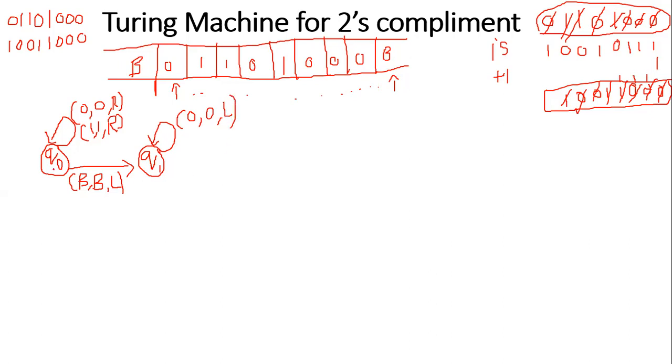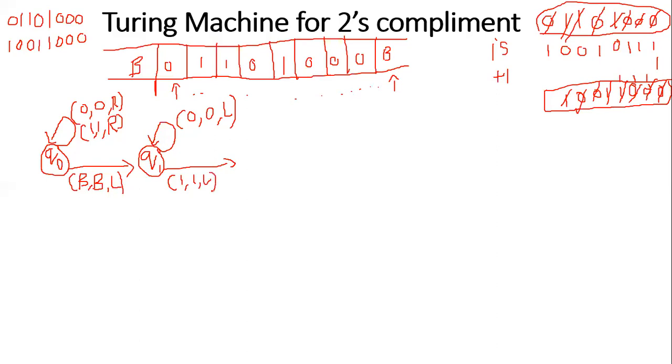At state Q0, you keep moving to the right side until the end of the string. From Q0 to Q1, at state Q1, what you are doing is searching for the first one. The moment you find the first one, should I change it or leave it as it is? Leave it as it is and move to the left side.